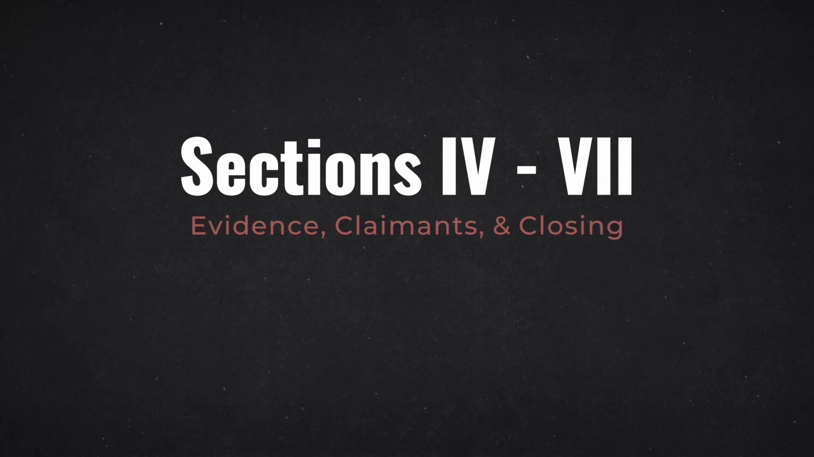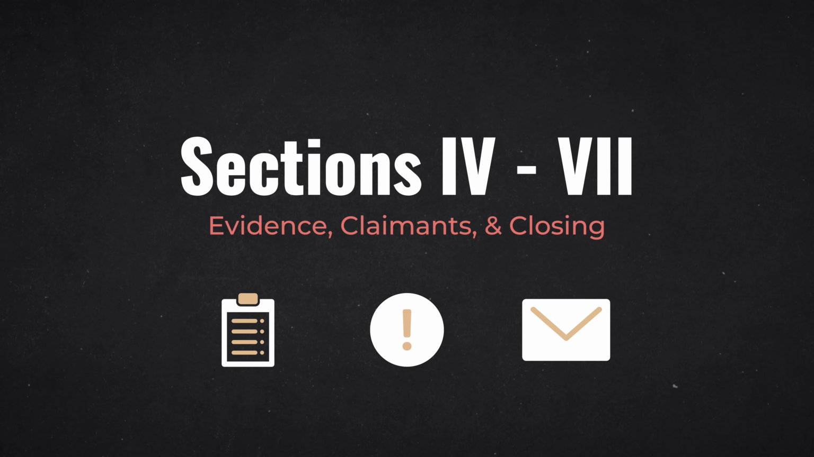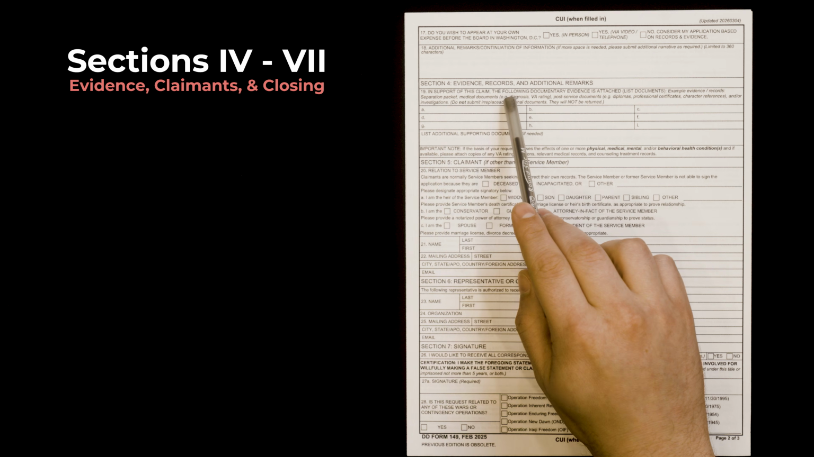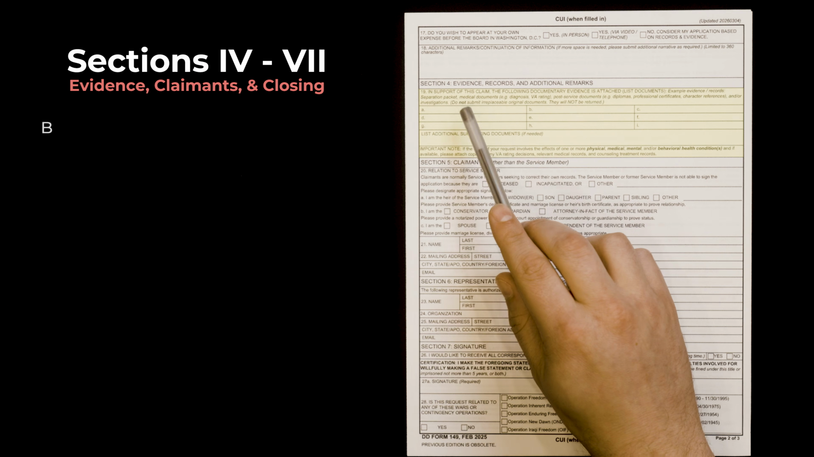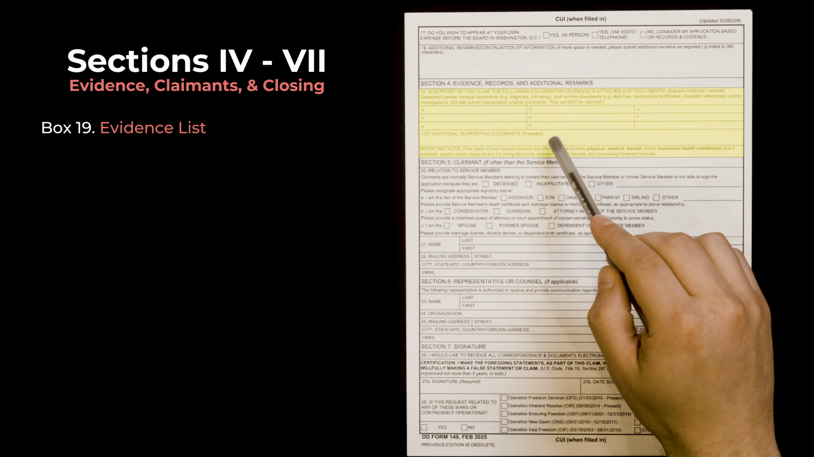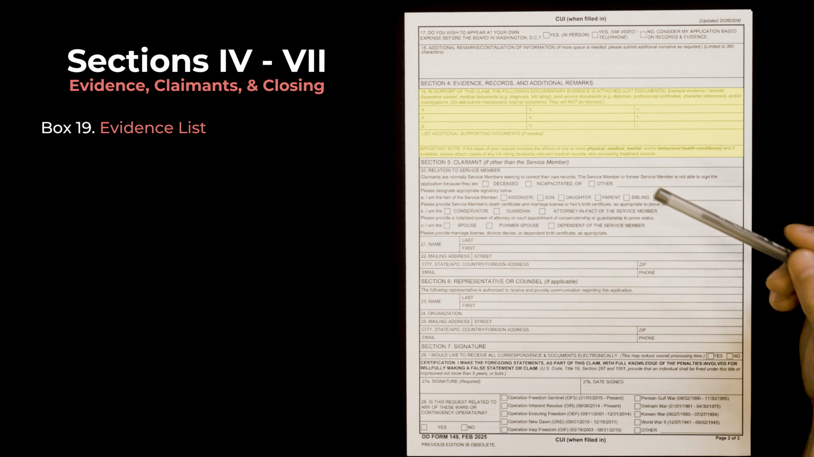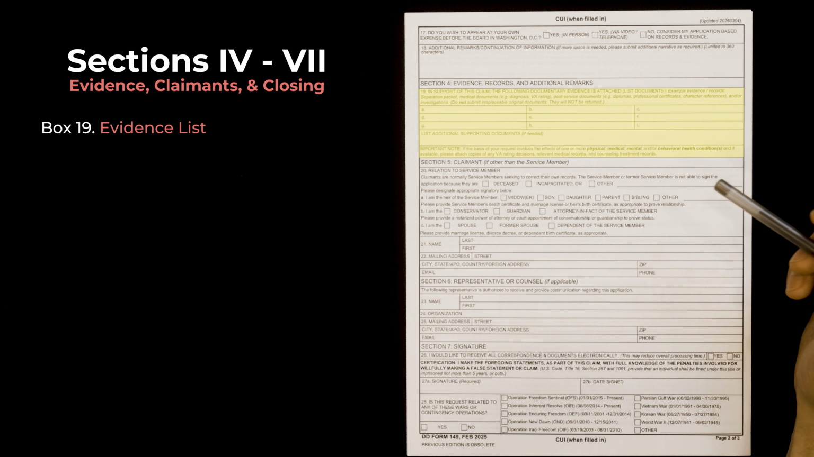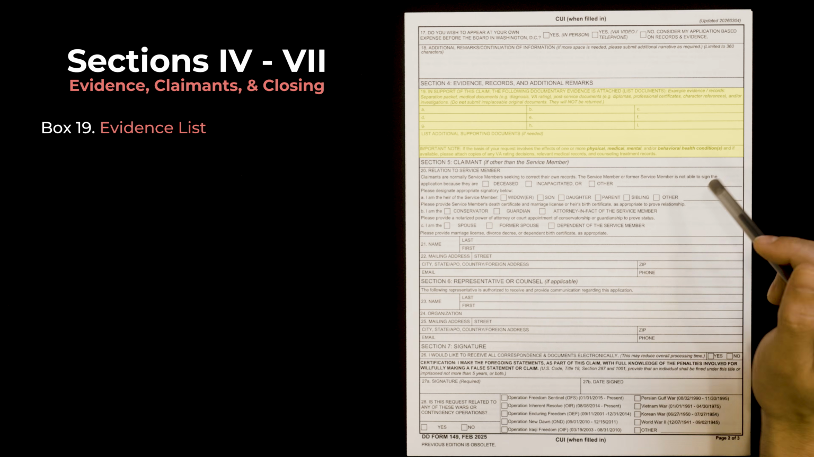Sections 4, 5, 6, and 7: evidence, claimants, and closing. Section 4 is your supporting evidence. One without the other doesn't give the board what it needs. Box 19 is your evidence list, and this is where a lot of veterans weaken their case before the board ever reads a word. The burden is primarily on you to build and submit a complete evidence packet.